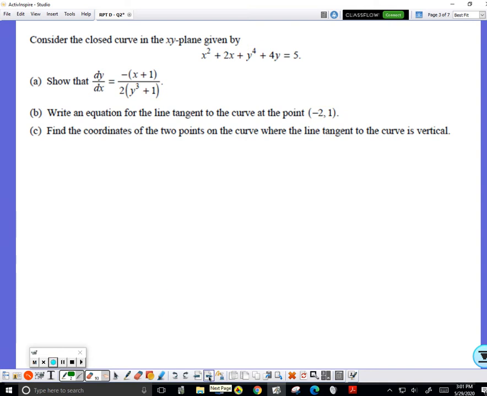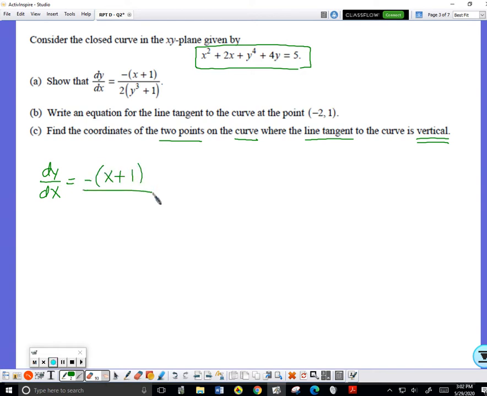Find the coordinates of the 2 points. Read slow. 2 points on the curve. Here's the curve. Looking for 2 points where the line tangent to the curve is vertical. Okay, here's my formula for finding the slope of a line tangent on the curve. For that line tangent to be vertical, this equation for slope would have to have a denominator that is equal to 0. The only way for the denominator to be 0 is if that's equal to 0.